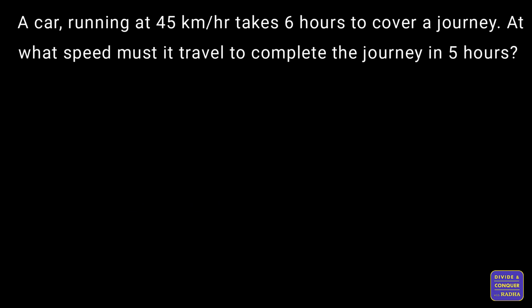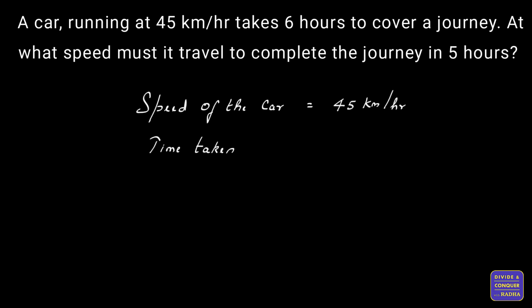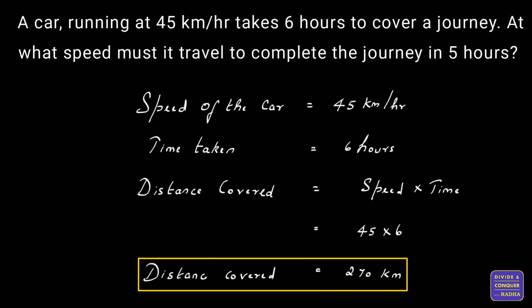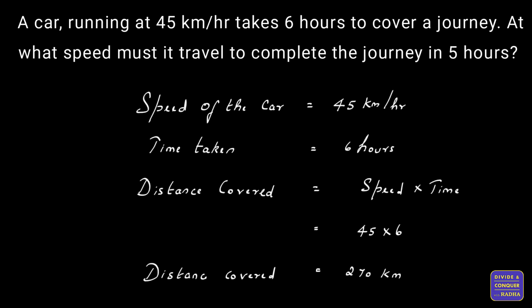Let's solve the first part of the sum. Speed of the car is given as 45 km per hour and the time taken is equal to 6 hours. So from this, let's calculate the distance. Distance covered is equal to speed into time. So multiplying speed, which is equal to 45 km per hour, and time, which is equal to 6 hours, we get 270 km. So the distance covered is equal to 270 kilometers. This is the first part of the question.